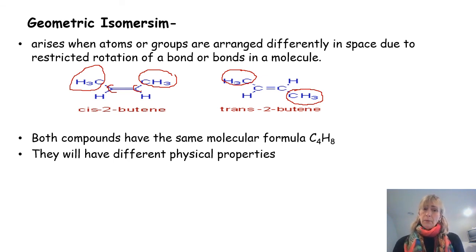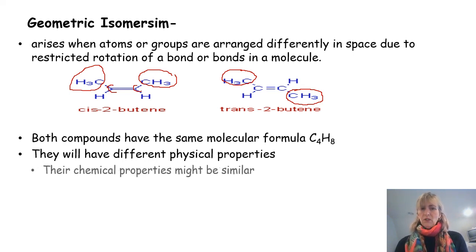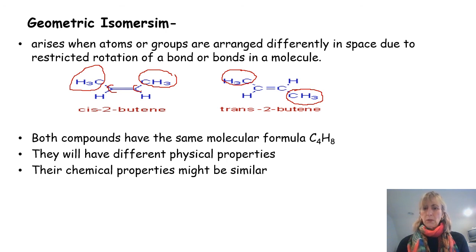But how about chemical properties? We said that functional groups impart different chemistry, different chemical properties on organic compounds. Well, both of these have double bonds. So double bonds, remember, they all undergo the same reactions, so their chemical properties are going to be similar. They're going to undergo addition of hydrogen and addition of water, as we saw in our part one.